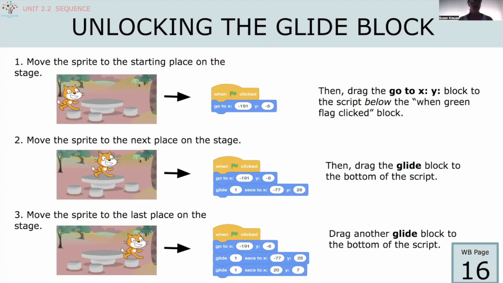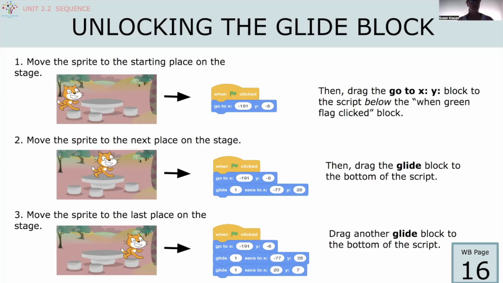Now, let's say that we want the sprite to move from the chair to the top of the table when we run our script. So first, we need to move the sprite from the chair to the top of the table. Then we will drag the glide seconds to XY block and add it underneath the go to XY block in my script. Just as with the go to XY block, once you position the sprite on top of the table, the glide seconds to block will also include the X and Y position automatically in the block's X and Y circles.